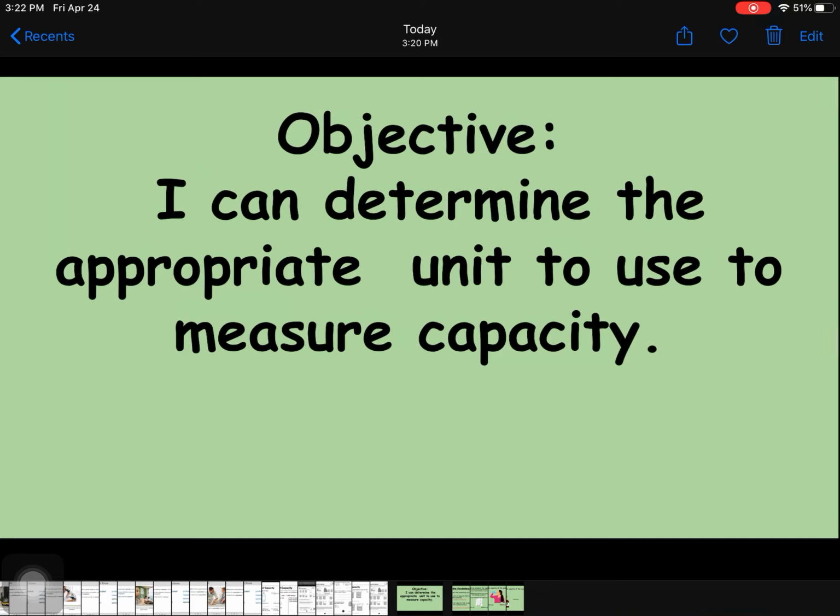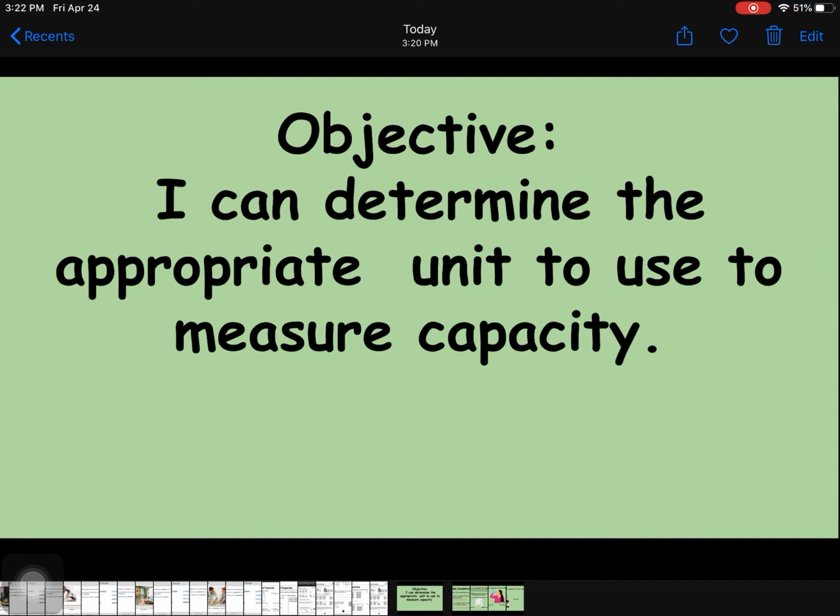And don't forget that when I'm presenting a lesson in a video, and when Miss Audie is presenting a lesson in a video, you can always go back and rewatch these videos if you need help, okay? So this week, our objective is: I can determine the appropriate unit to use to measure capacity.